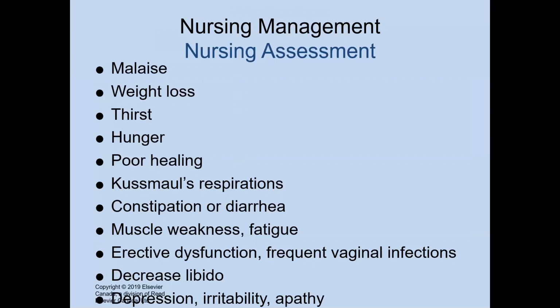Constipation or diarrhea can impact our blood sugar levels. When we see muscle weakness or fatigue, again, really critical that we're looking at blood sugar levels. For men, it's interesting that we see erectile dysfunction. For women, we see chronic vaginal infections, particularly yeast infections, and a decrease in libido. We see depression, irritability, and apathy, also really important indicators that something is amiss in a client's overall state of wellness.